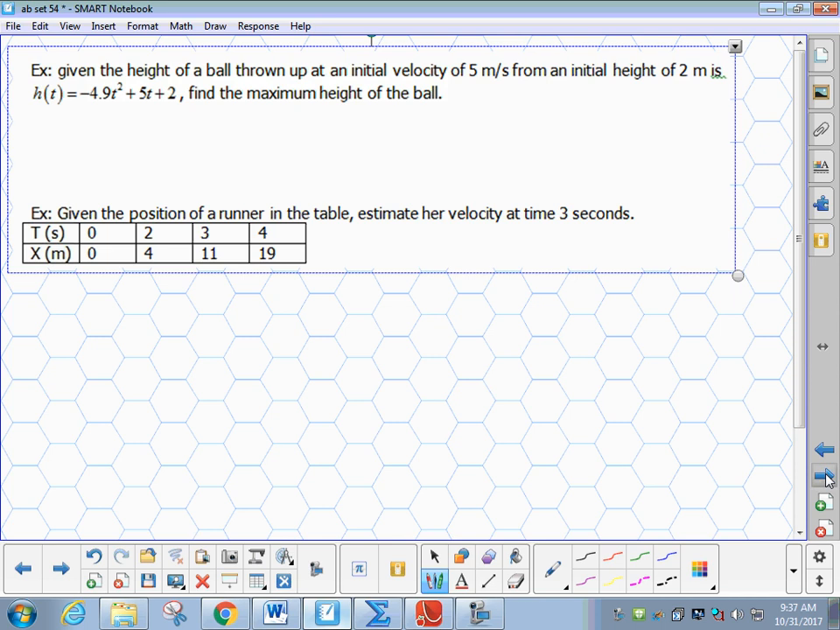Later on, I won't even give you the height function. You'll just develop it from gravity. But for now, I'm giving it to you. Maximum height. Go to basic calculus. How do you find the maximum of a function?